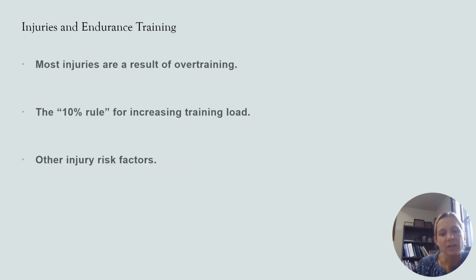So we think about injuries and endurance training. A lot of the injuries that we see in endurance sport are the results of overtraining. Again, we want to follow that 10% rule for progression for increasing training load. So again, that could be 10% more volume. It could be 10% greater intensity as well, or a combination of both. We get in trouble when we push above this, or if we try to do 10% volume and 10% intensity. That's too much progression. So again, it's really important that we be diligent about this.